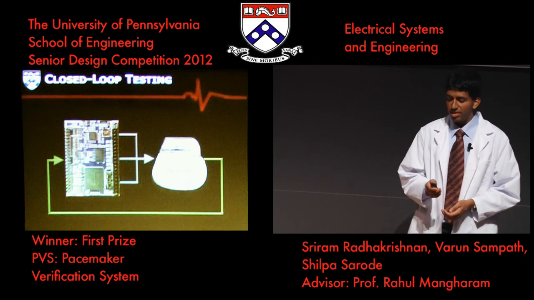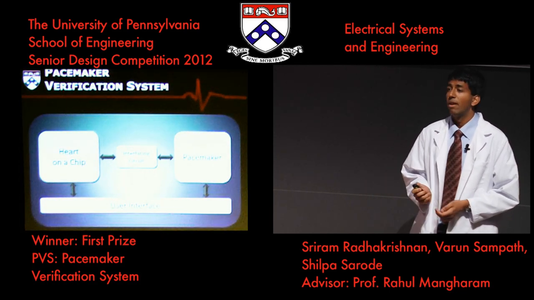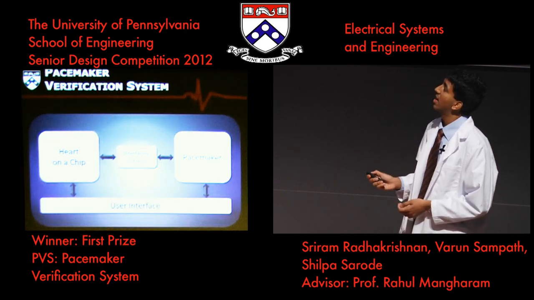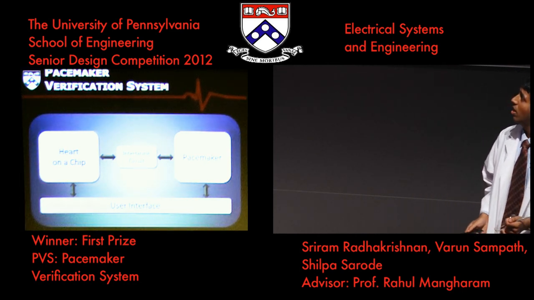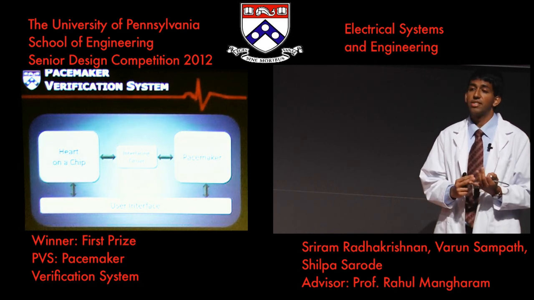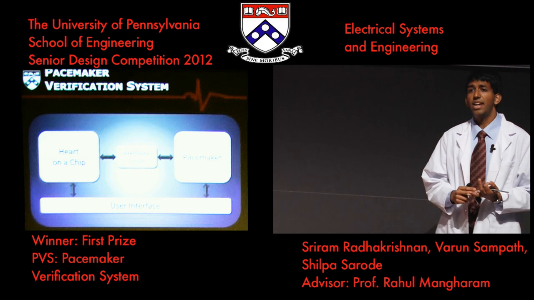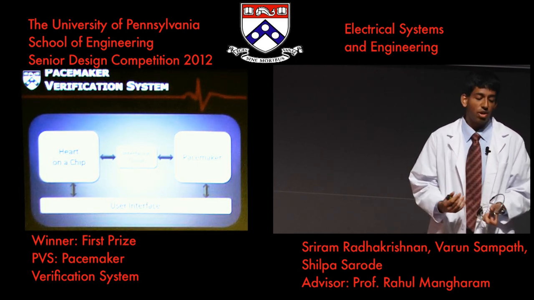So how do we actually implement this system? We begin by implementing this heart on a chip. We then use our custom interface circuit that we designed and connect the heart on a chip to an actual pacemaker, just like this one. We then use our user interface, which can do two things. One is to program the heart into these various conditions, various arrhythmias. And the second is to monitor the interactions between the heart and the pacemaker, thus providing our full testing system.